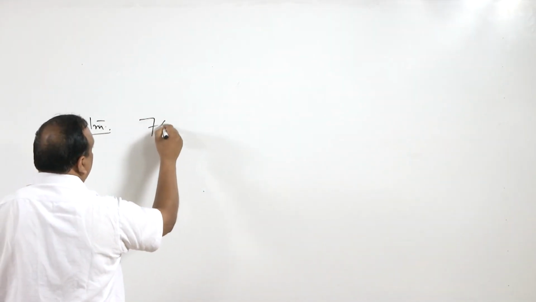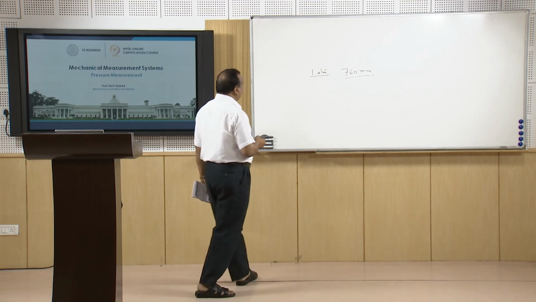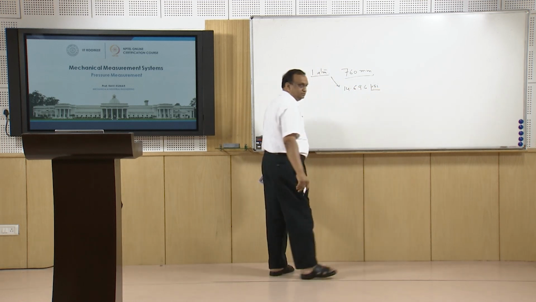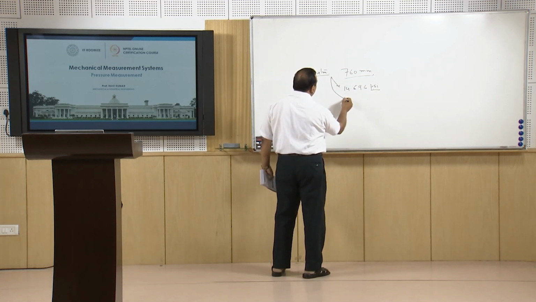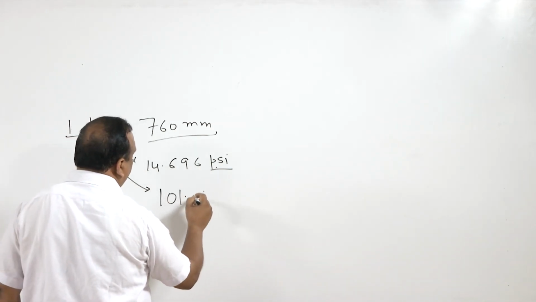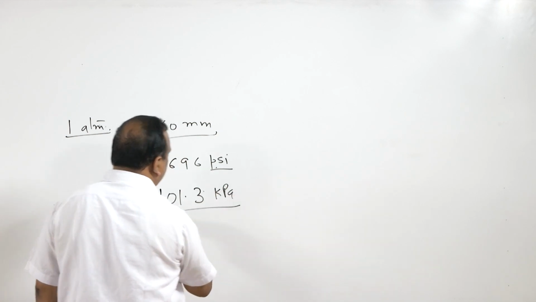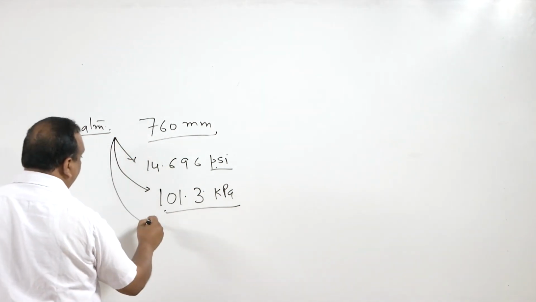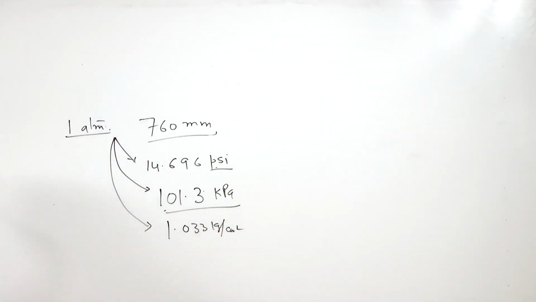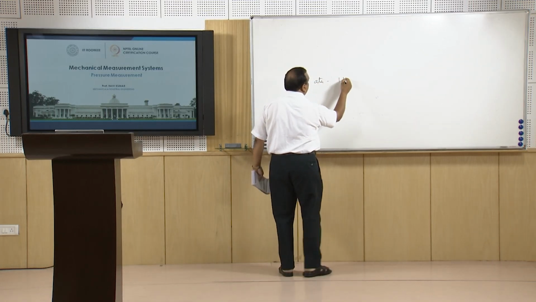The normal atmospheric pressure is the pressure equivalent to 760 mm column of mercury, and in the inch pound system the atmospheric pressure is 14.696 psi, pounds per square inch. And when we express one atmospheric pressure in the SI system, it becomes 101.3 kilopascal. When it is expressed in the MKS system in kg per centimeter square, it is 1.033 kg per centimeter square. Now there is another unit of pressure, ATA, and 1 ATA is 1 kg per centimeter square.